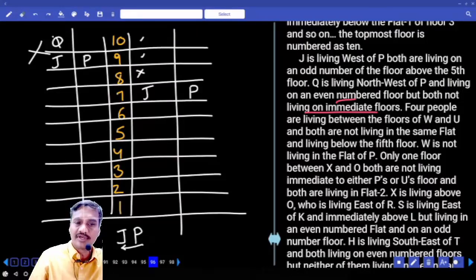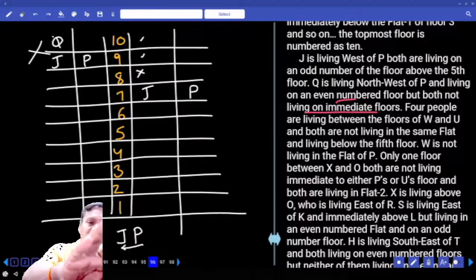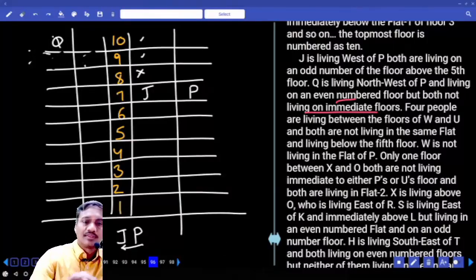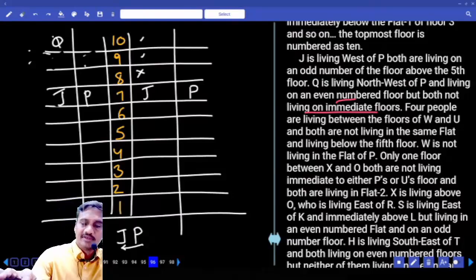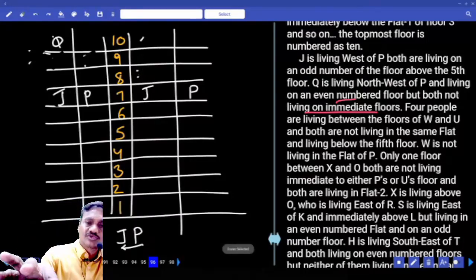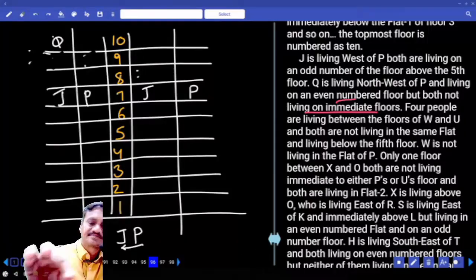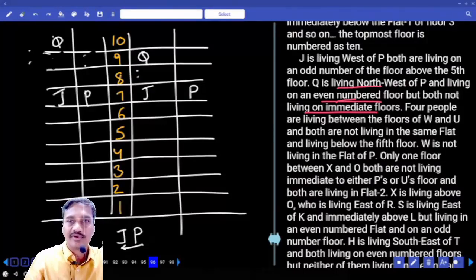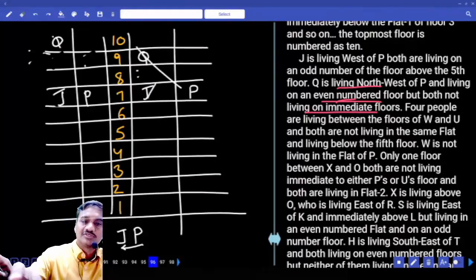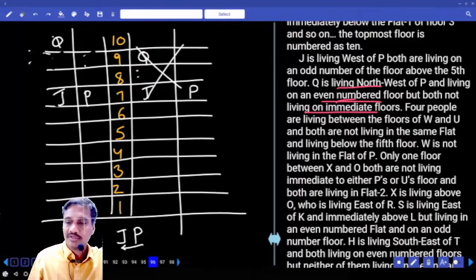Hence what are the possibilities we have? Q can be either on the 9th floor or on the 10th floor. Hence we got 2 possibilities. As there are 2 possibilities here, then J and P, and here again, now where should this Q? Q must be here. As of now we got 2 possibilities. Now Q is living to the northwest of P and living on an even number floor. Q is living on an even number floor, so this case is also ruled out. Done? Now we are left with only one.